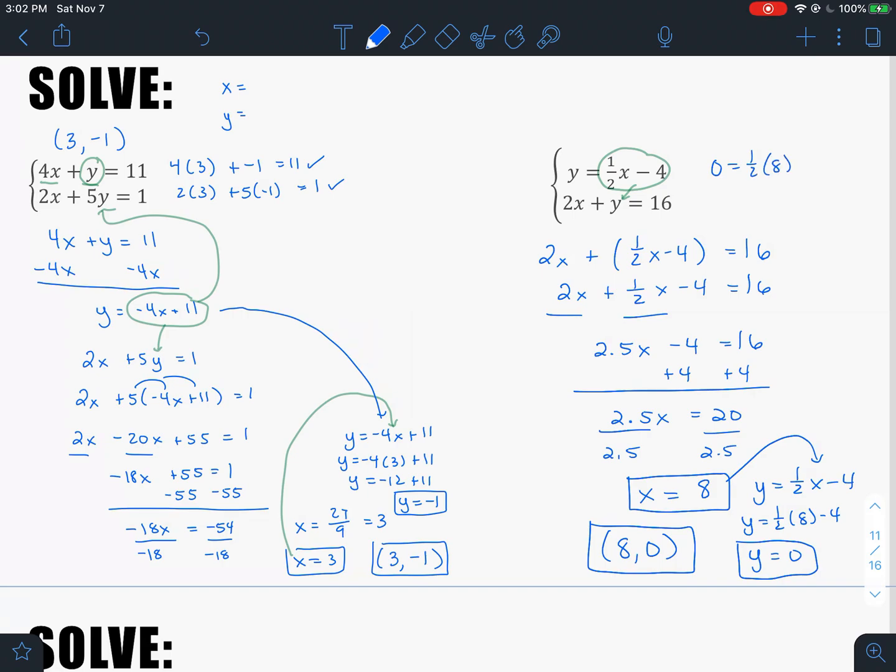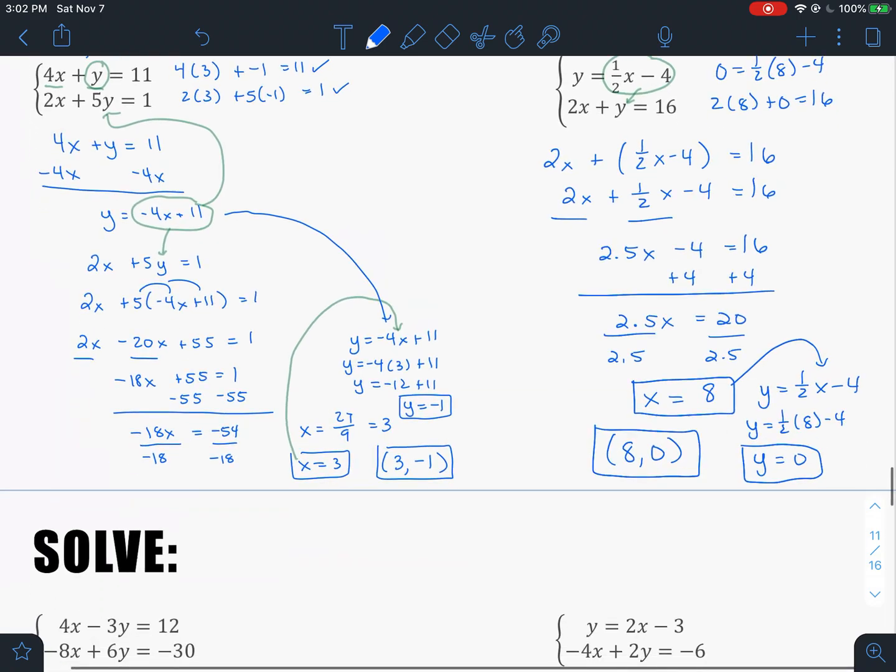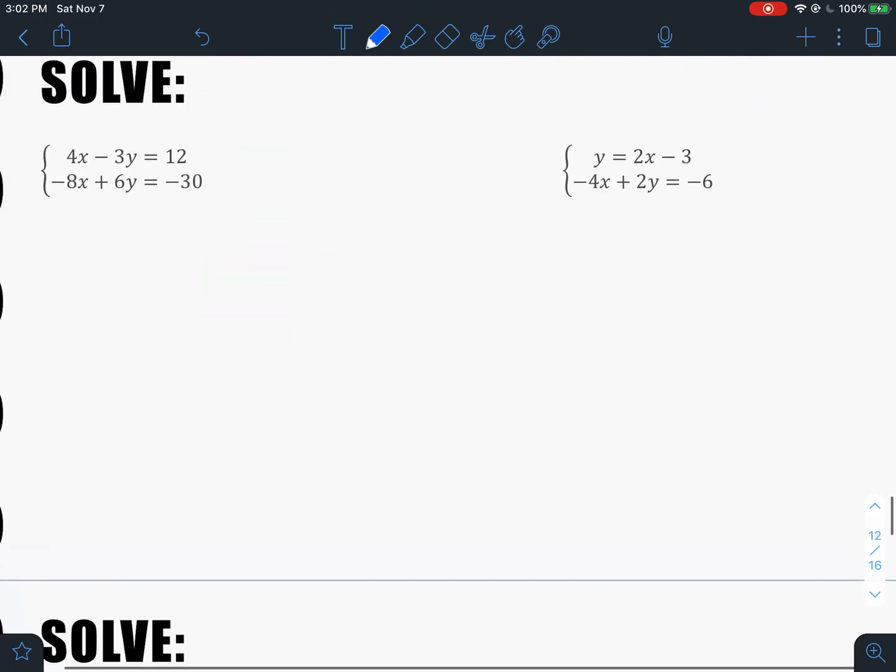So if I try it, if I plug in 8, I should get 0. So 0 equals 1/2 times 8 minus 4. That's true. And then 2 times 8 plus 0 equals 16. That's also true. So I solved it correctly. We got that the point where those two lines would intersect would be the point 8, 0. So that would be the solution to the system.